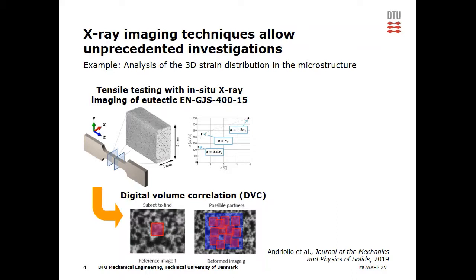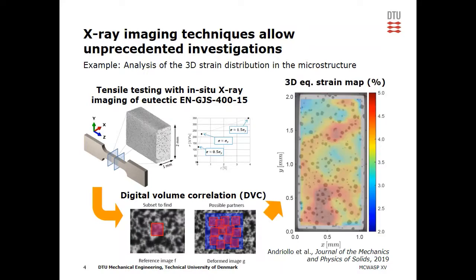Digital volume correlation is a technique that allows establishing a mapping between two images. The first image represents the material microstructure before deformation, and the second image represents the material state after mechanical deformation. So digital volume correlation provides you with a mapping in the form of a displacement function, and then from this displacement function, it's actually very easy to compute the strain. And this is a contour that shows the equivalent von Mises strain over the central cross-section of the tensile specimen, and clearly shows how heterogeneous the deformation pattern is.